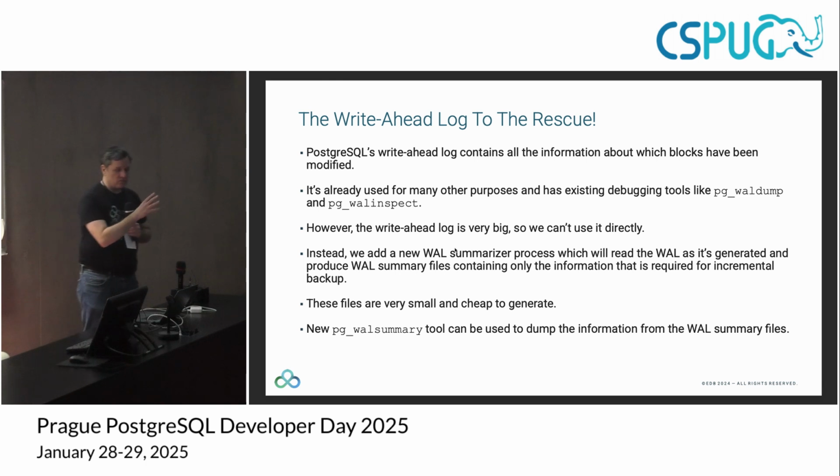So we take our great big write-ahead log that contains the information we need. We turn it into our little tiny WAL summary files, which still contain the information we need, but not all of the other stuff that we don't care about for this purpose. And then we should be in good shape, mostly. There is also a new debugging tool that can dump the information from these files if we need to do that for some reason.